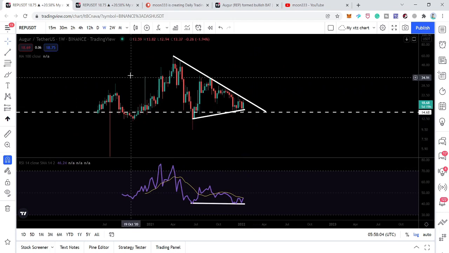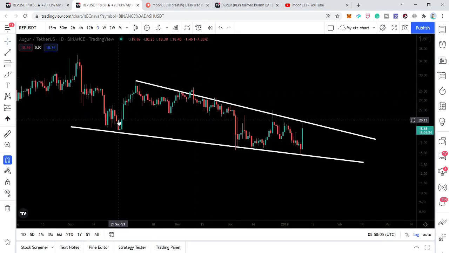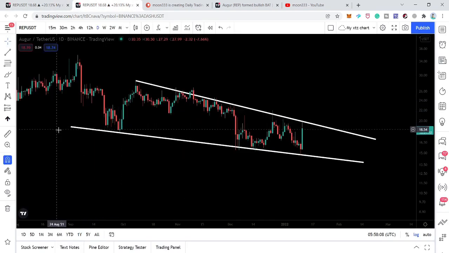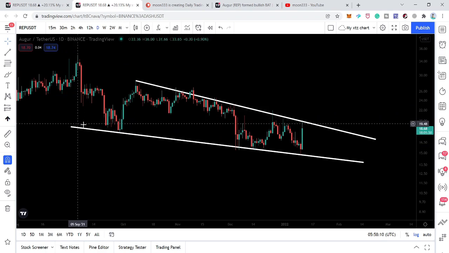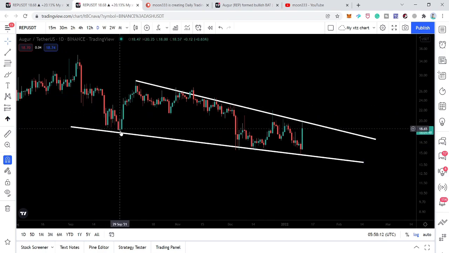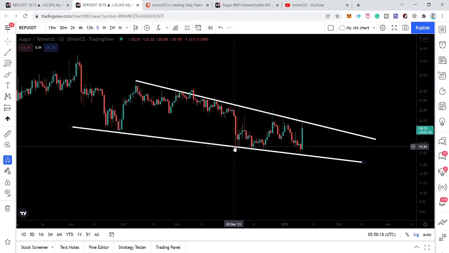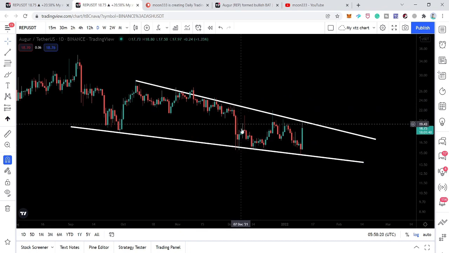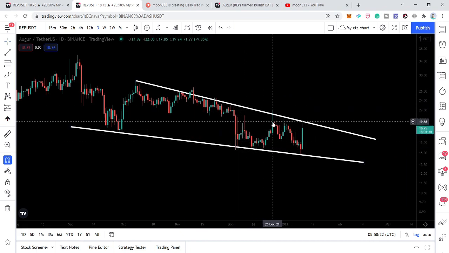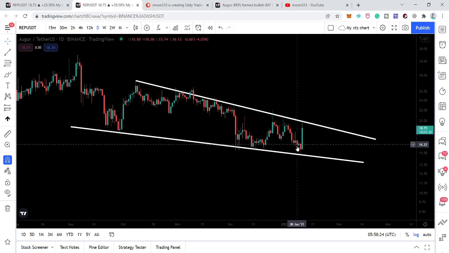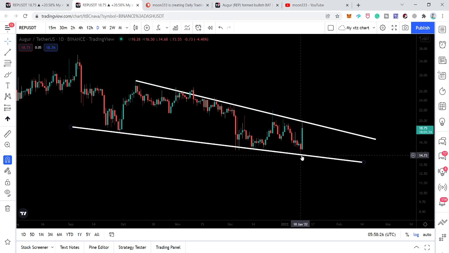And if we move to the daily time frame, here the price line has formed a falling wedge pattern. Here we touched the support on the 29th of September. Then we had a bounce, then another test of the support, and another test of the support, and this was the double bottom formation. Then we hit the resistance here, and after hitting the support here, yesterday we had another bounce, and now we have reached the resistance once again.